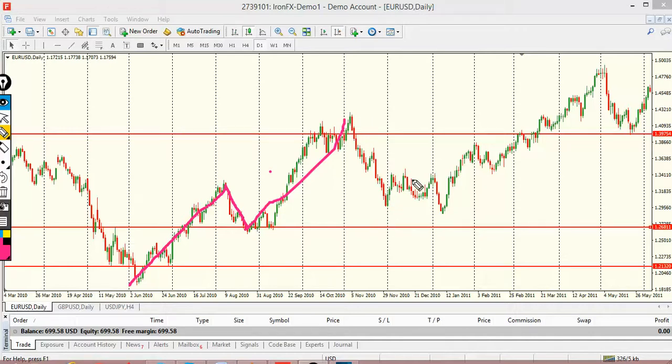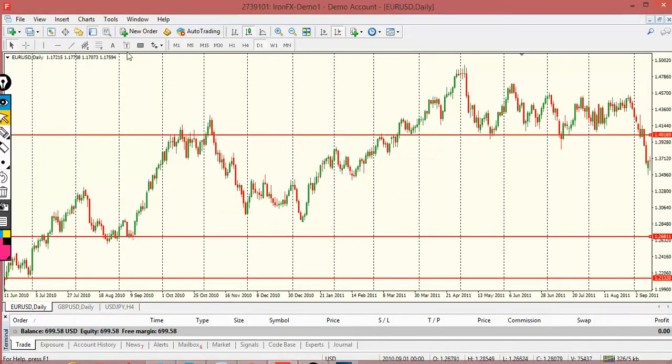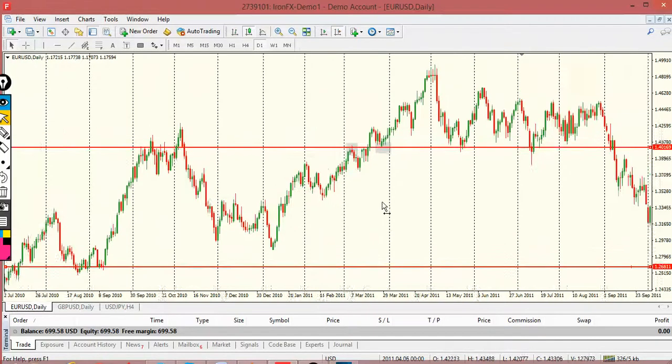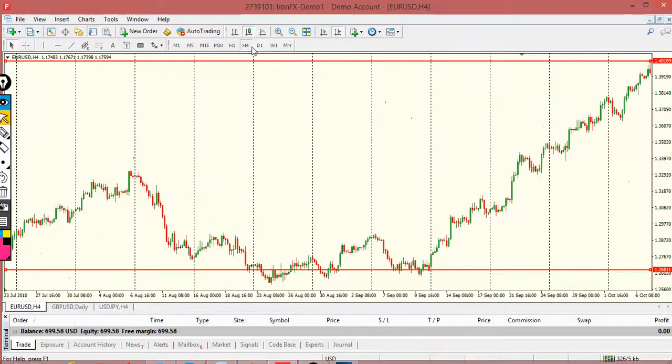Okay, so we pull back. We found some support here, not the best though. So you can see that this was a resistance and it got broken. Okay, so it's acting as support here. It's 4th March 2011. I want us to go to a lower time frame to look for it.